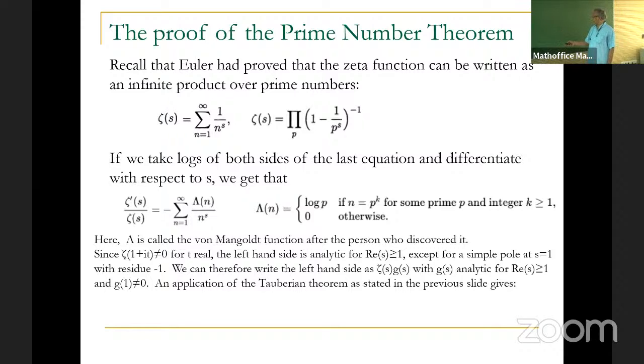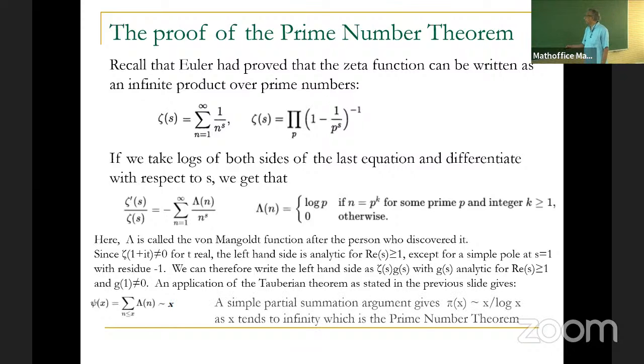We can therefore write the left-hand side as zeta(s) times g(s) analytic, apply the Tauberian theorem that was given in the previous slide, and lo and behold, you get what's called the prime number theorem with this von Mangoldt function, and it's a simple exercise to go from here to pi(x) by partial summation. So the partial summation argument gives that pi(x) is asymptotic to x over log x. So this is how the prime number theorem can be proved.